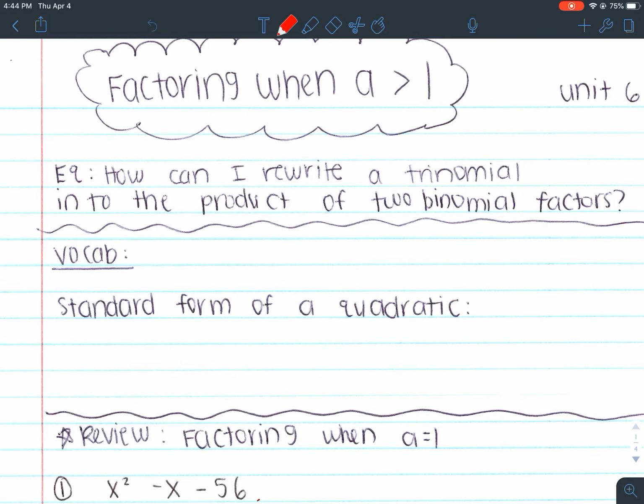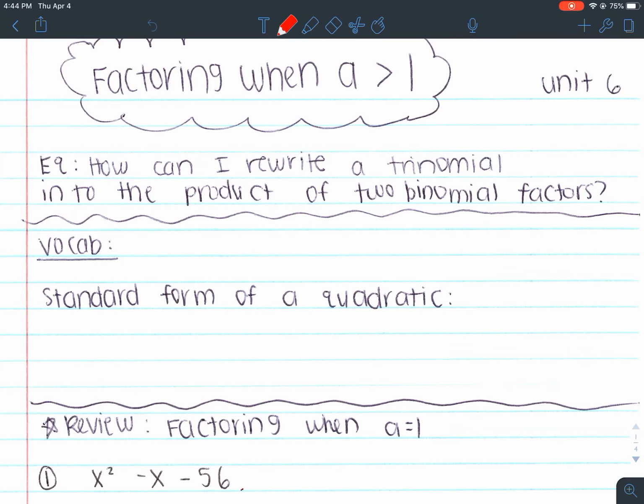Hey guys, these notes are for factoring when a is greater than 1. Our essential question is, how can I rewrite a trinomial into the product of two binomial factors? I'm going to be right honest with you that this process is pretty much the exact same as when factoring when a is 1. So if you go through a few of these problems and you're like, okay, I think I got it, then you can go ahead and try to do the rest yourself.